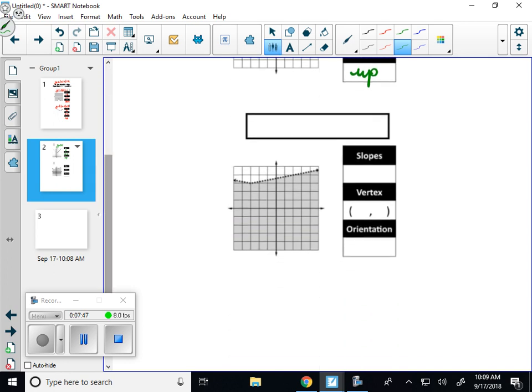Okay, if we look at this last one, I can see my vertex is here. So that's going to be at negative 3, positive 3. It's oriented up. I'm shading below a broken line. So I know it's going to be y is less than. My slope is going to be up 1 and over 1, 2, 3, 4, 5. So my slope is 1/5. Questions for me so far? So y is less than 1/5 times the absolute value of x plus 3 plus 3. Go ahead and glue this in.